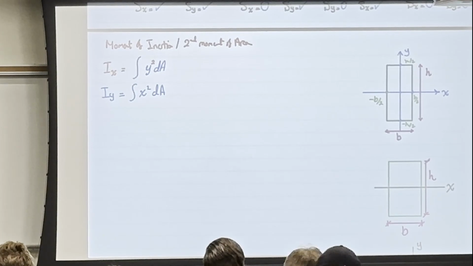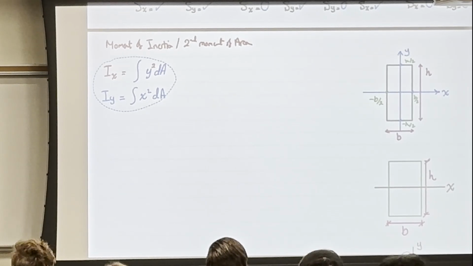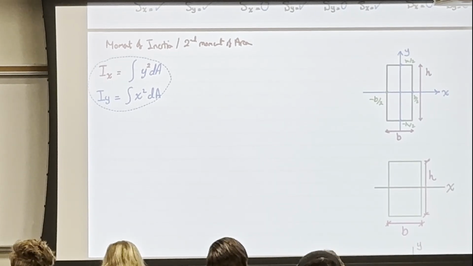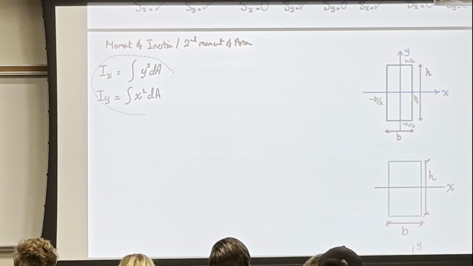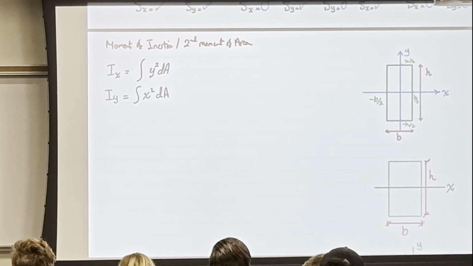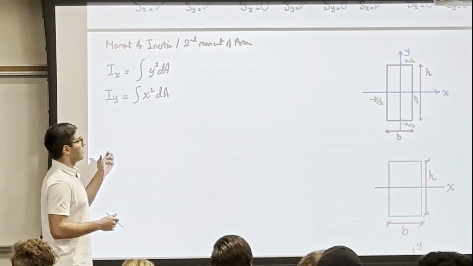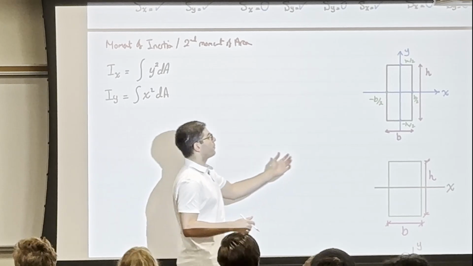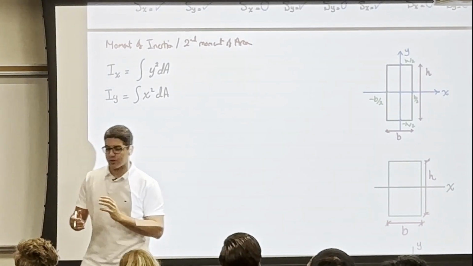Now let me go ahead, and it's the same thing as what we did in the first moment of area, the only difference is this is power 2. And what does the moment of inertia tell me? This tells me the resistance of that shape, the resistance of that shape to bending or to rotation.